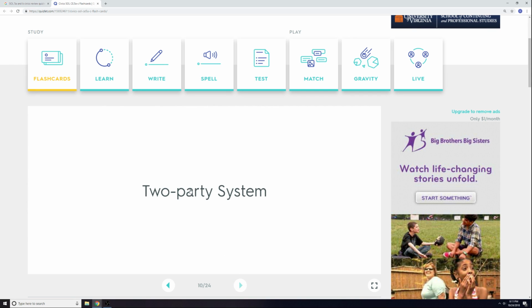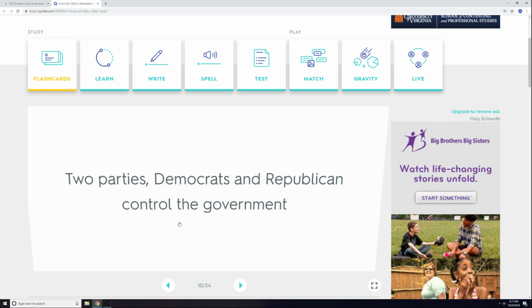So what kind of political system are we? We are a two-party system. All right, so that means that while we may have third parties, we mainly have a two-party system because Democrats and Republicans typically win.